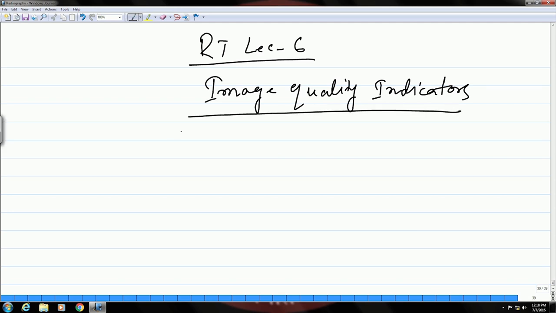So this is to check the validity and the quality of the image, whether the image is acceptable or not.